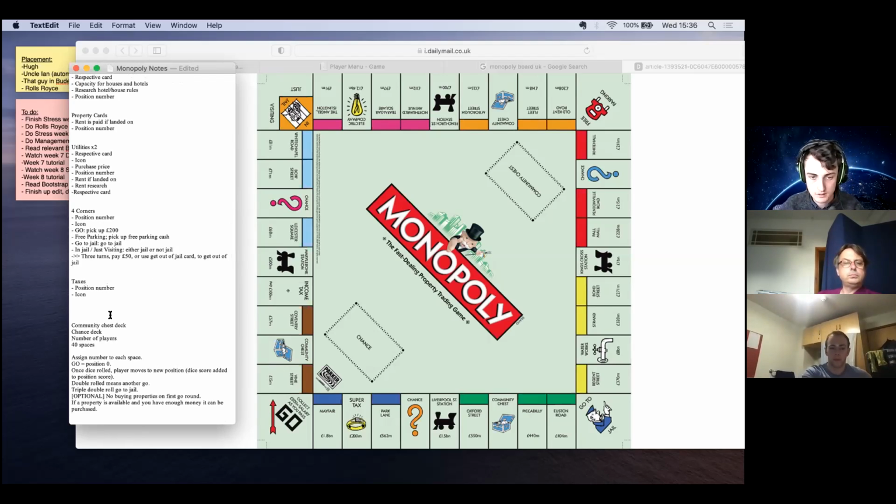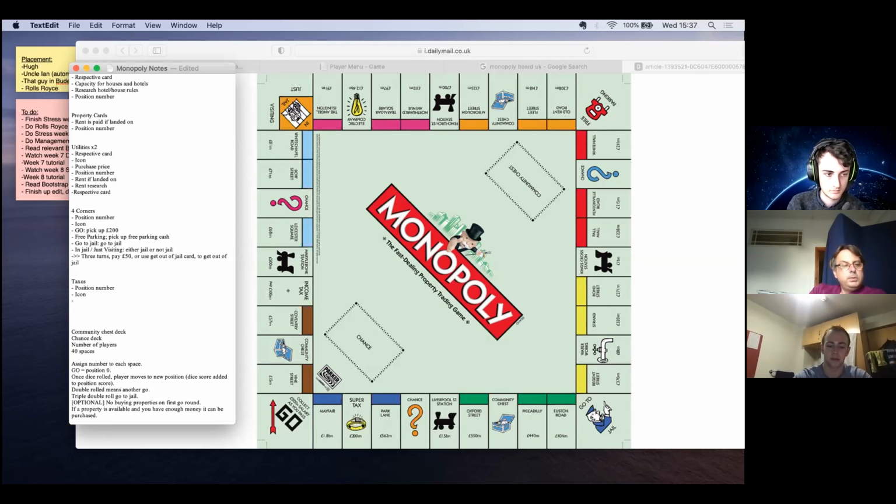So what's next? Taxes. I think that's probably one of the easiest ones, isn't it? Position number, icon, and you pay a fee for free parking. Okay, cool. So actually that space in the middle, we used to call that the kitty, how much money is in the kitty.